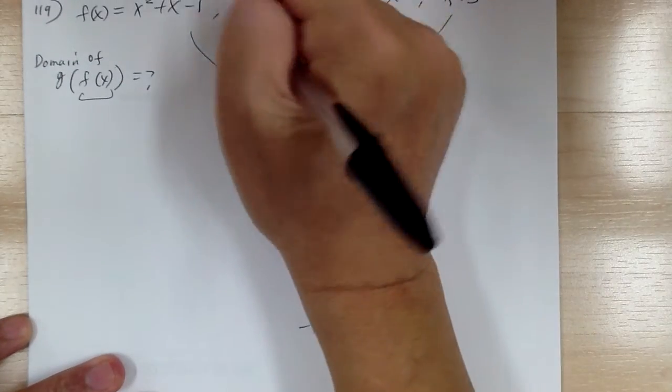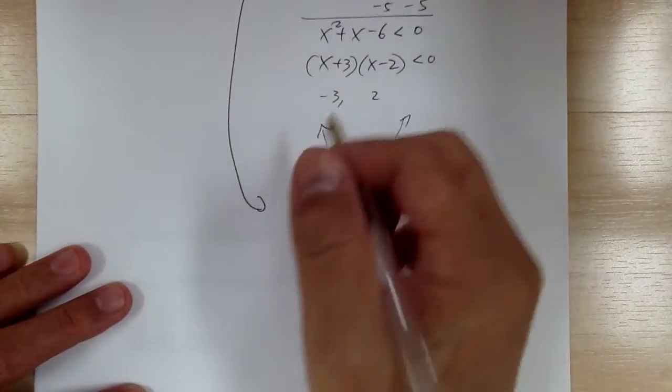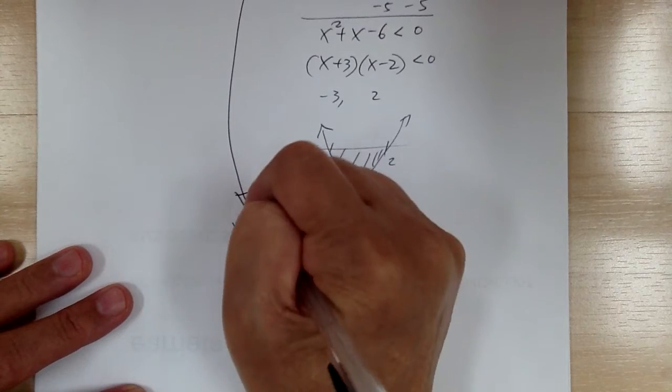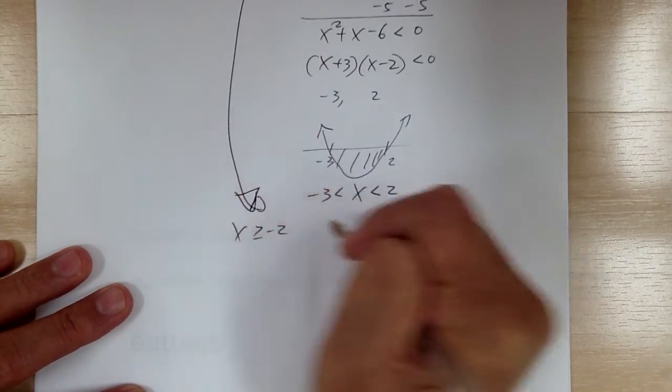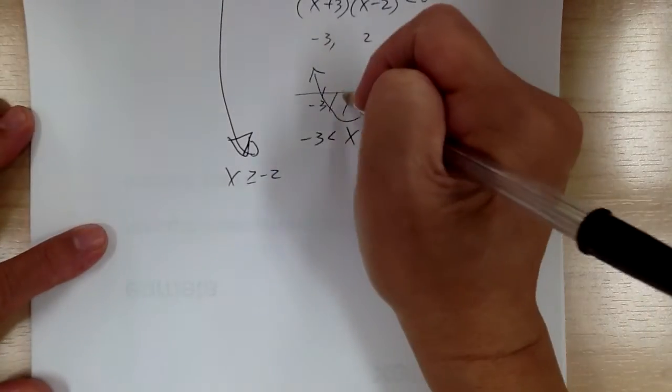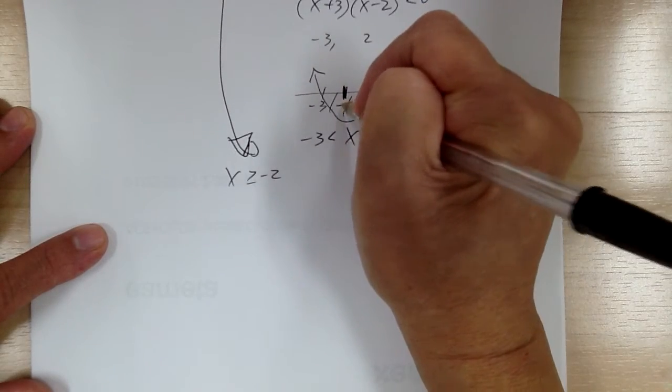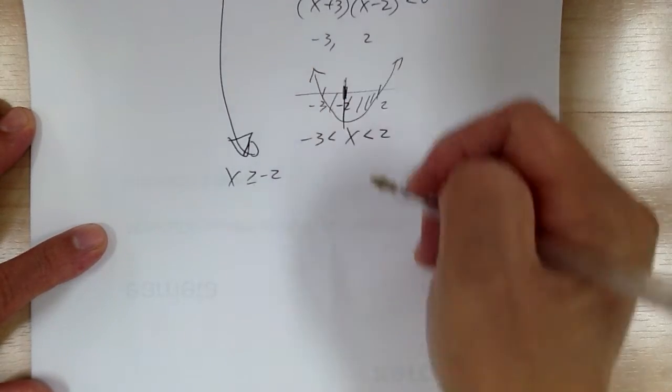But notice there's a restriction right over here, okay? So you have an x that had to be greater than or equal to negative 2, okay? So that's right over here, negative 2. It had to be greater than, so you have to chop it off right over here.